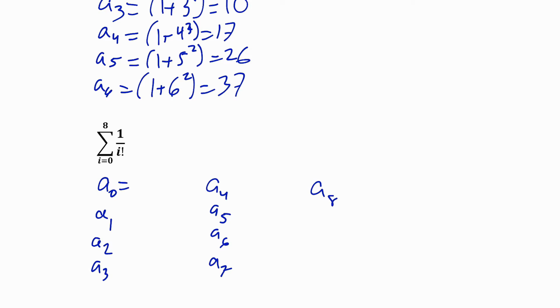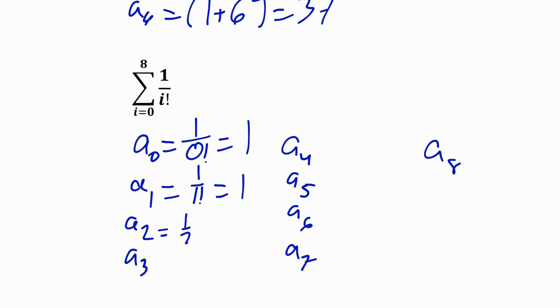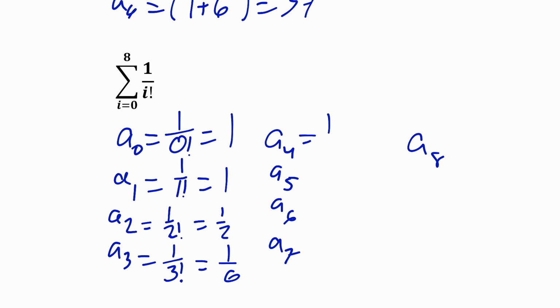So plugging in 0, we got 1 over 0 factorial. That's 1 over 1, which is just 1. Next up, we got 1 over 1 factorial. Well, 1 factorial is also 1, so it's 1 over 1, so we just get 1 again. Next up, we got 1 over 2 factorial, which is just 2, so we have 1 over 2. And then 3, we got 1 over 3 factorial. 3 factorial is 6, so that's 1/6. Plugging in 4, we got 1 over 4 factorial. 4 factorial is 24, so this is 1 over 24.